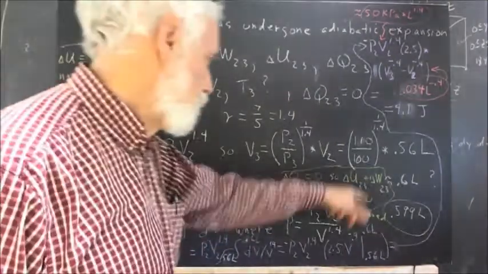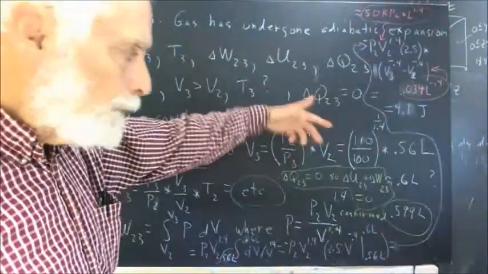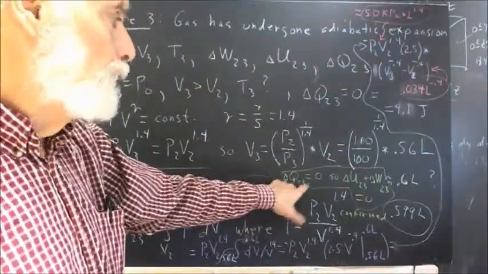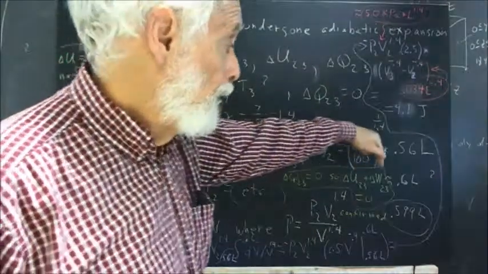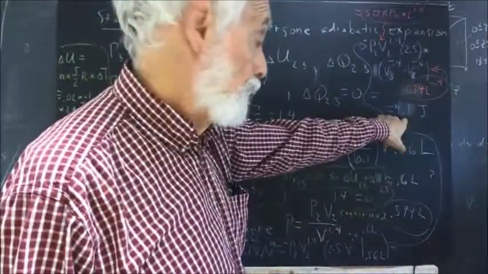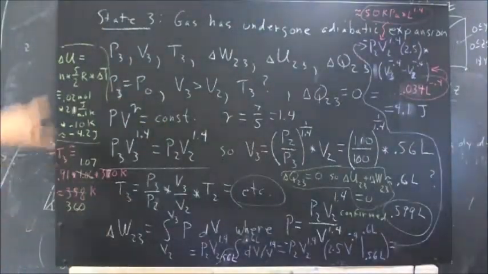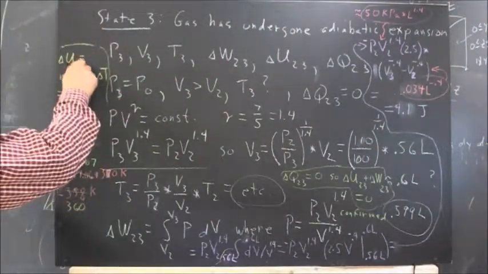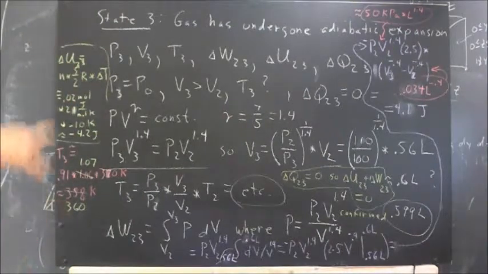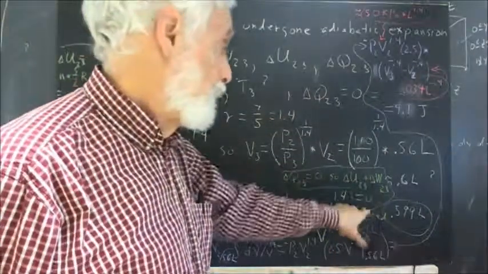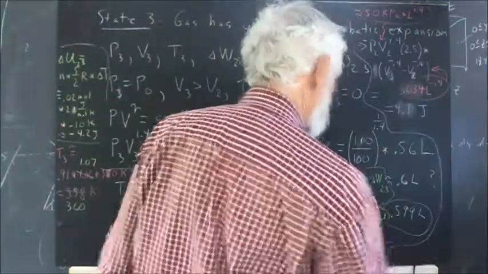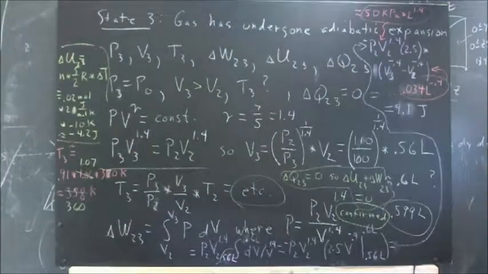I might add one comment here. I went ahead and wrote it off screen, or off camera. Delta Q23 is 0. We know that because this is an adiabatic expansion. So delta U23 plus delta W23 had darn well better be 0. Well, delta W23 is 4.1 joules approximately. The delta U23 is negative 4.2 joules approximately. Within round off, those add up to 0. And that confirms the validity of this analysis, and we can be pretty confident in the whole thing.